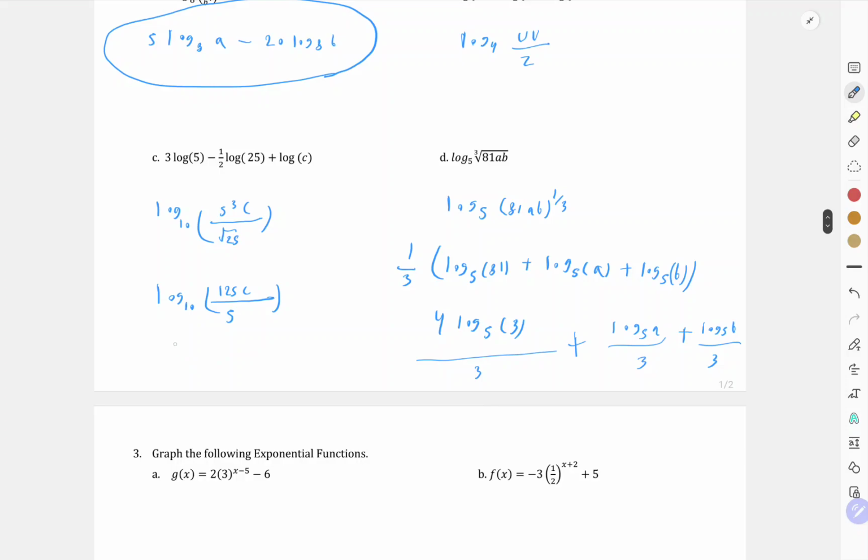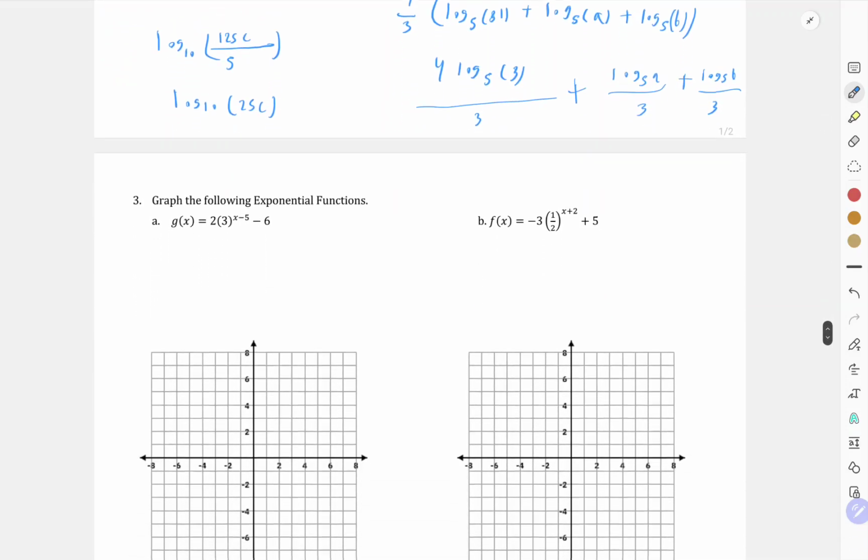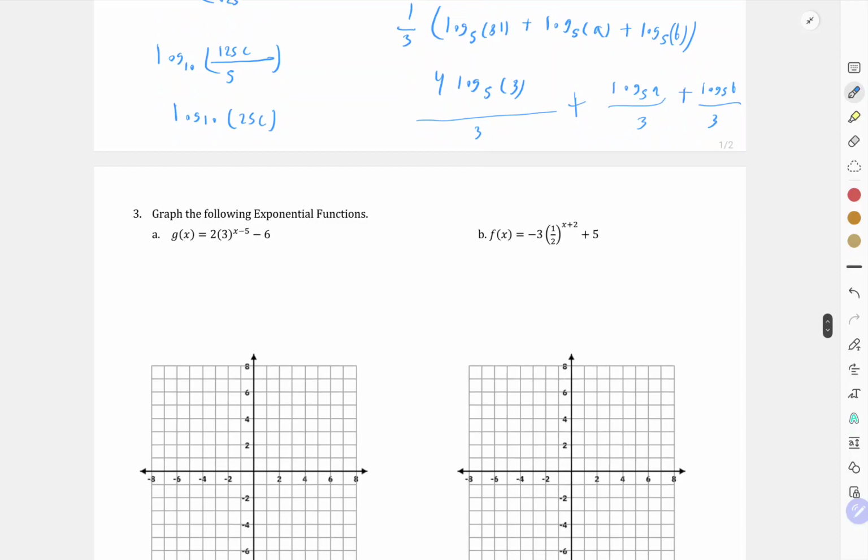Actually, no. Yeah, it is log 10 25c. So just divide 125 by 5 and you have 25c. That is how far you need to simplify it. Yeah, simplify it to the end.